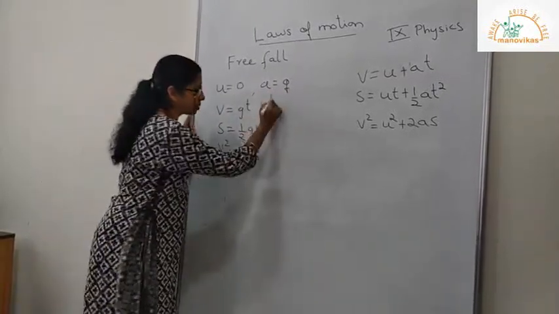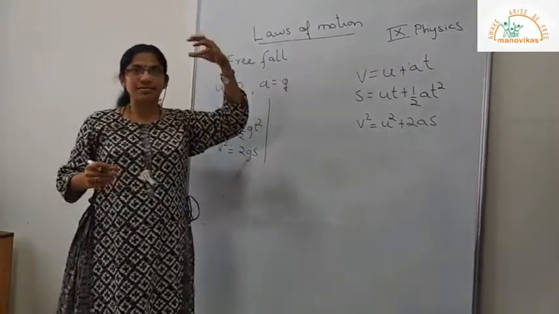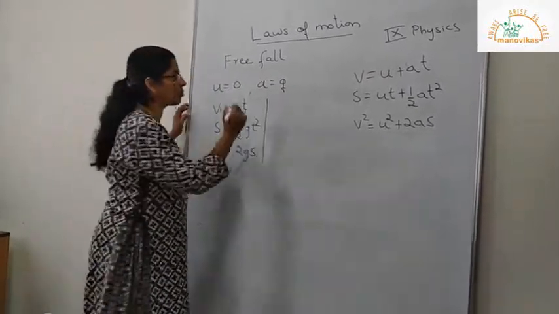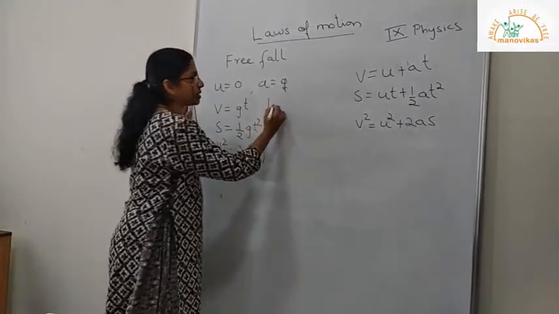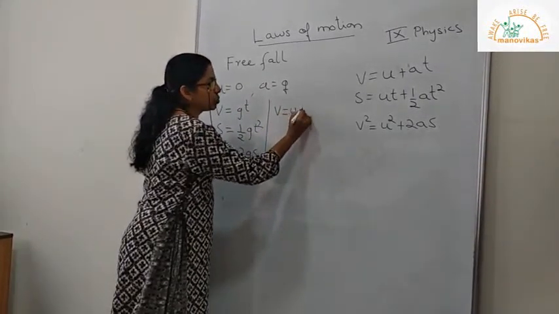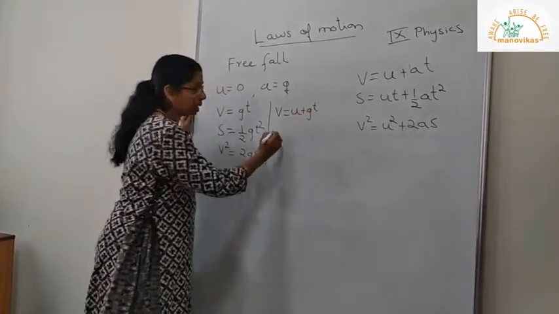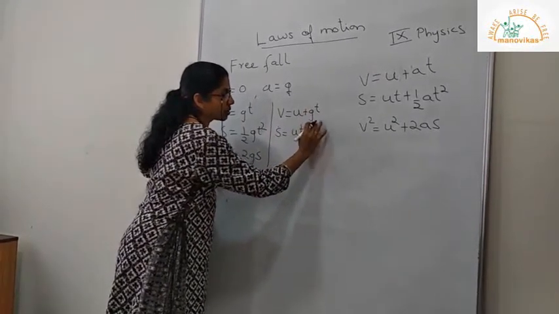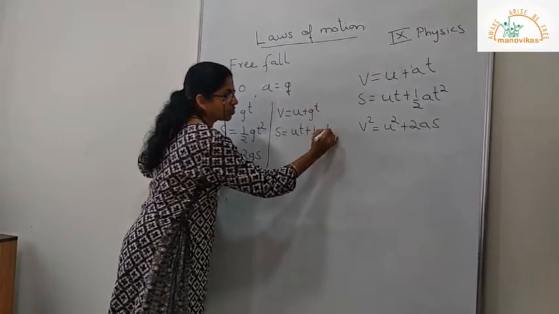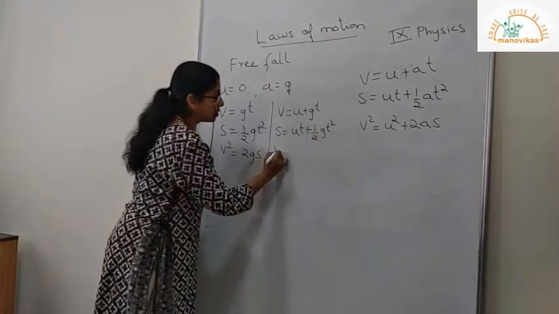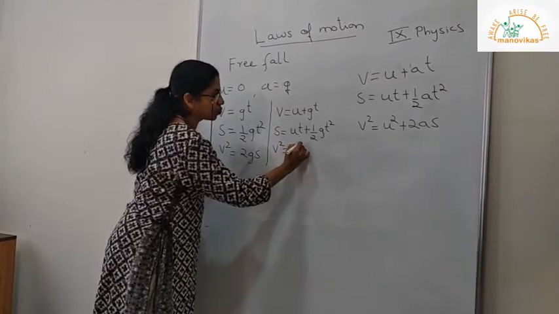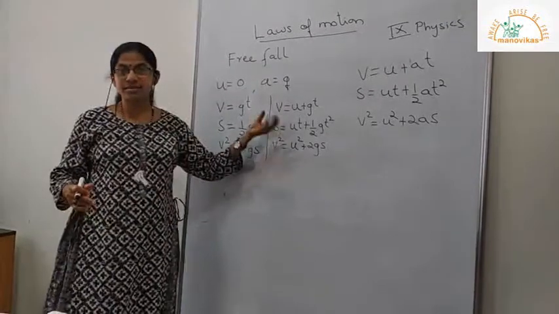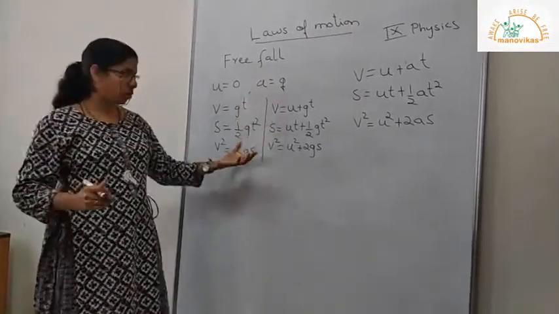Now if an object is released in such a way that it has a certain initial velocity, then these equations can be written as v equals u plus gt, s is equal to ut plus half gt square and v square is equal to u square plus 2gs. And this is true when there is a certain initial velocity involved.